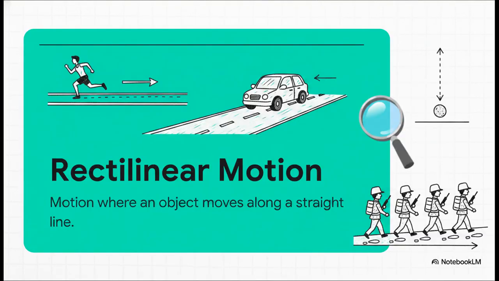First up is rectilinear motion, and it's exactly what it sounds like. It's motion where an object moves strictly along a straight line. Think of a sprinter running down a 100-meter track, vehicles driving down a perfectly straight highway, a stone dropping straight to the ground, or soldiers marching past in a parade. The path is direct, it's forward, and it's completely linear.